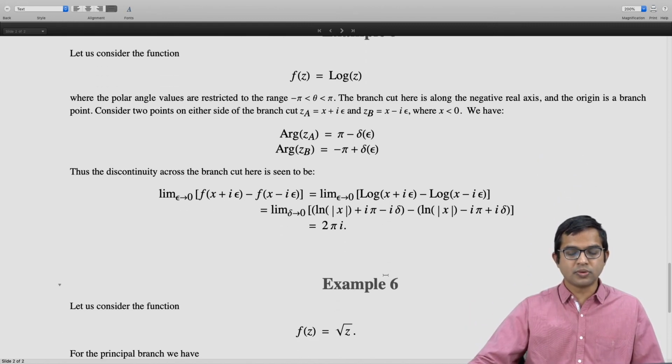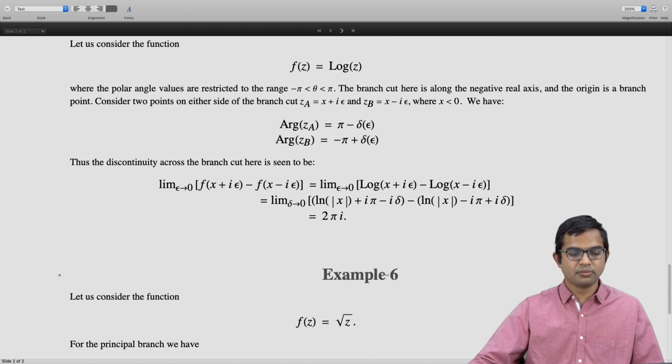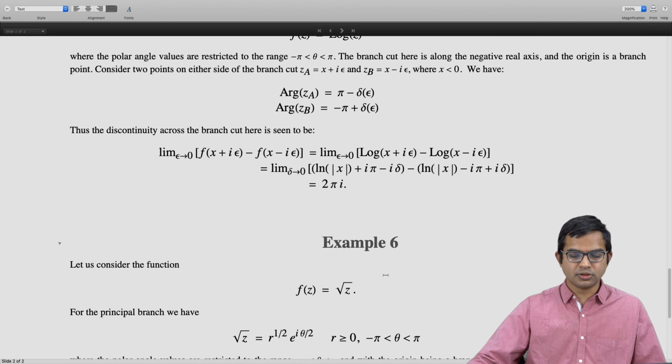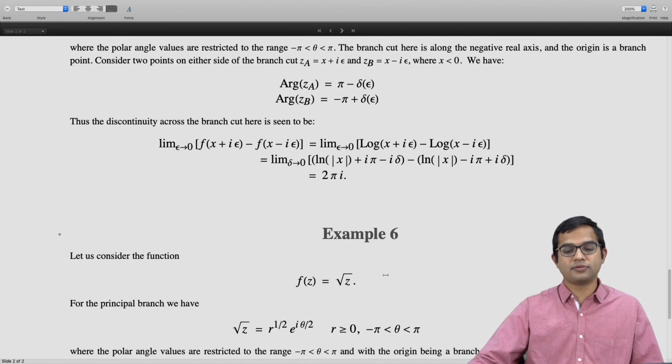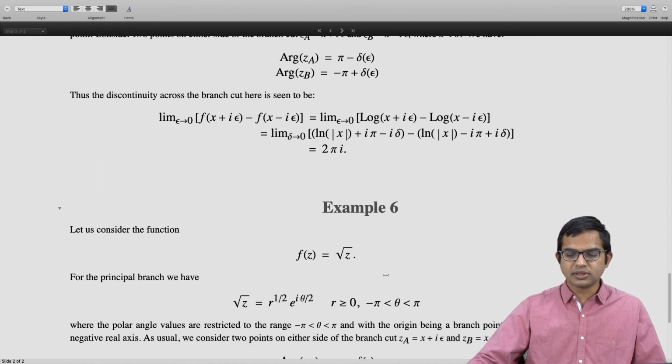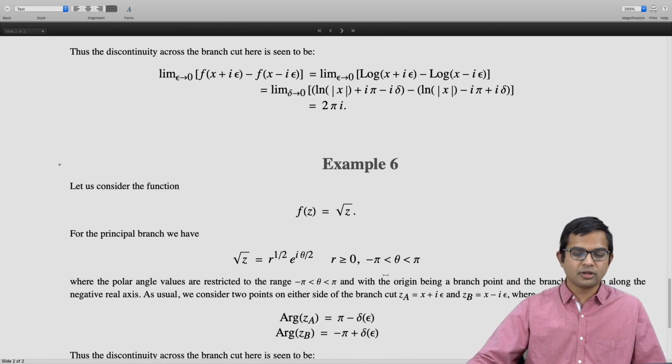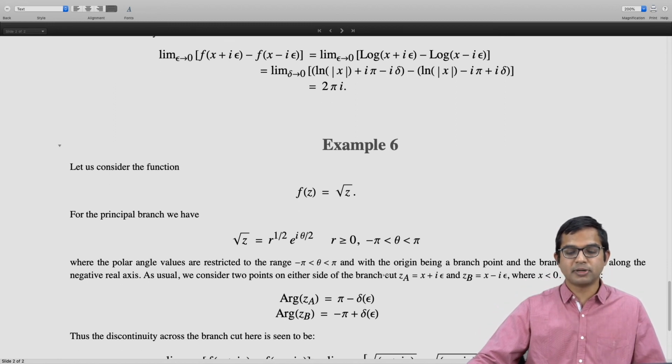So square root of z. For the principal branch, we have square root of z, and we can take it to be the positive value. So r to the half times e to the i theta by 2, and r is greater than or equal to 0, with theta lying between minus pi and plus pi. And once again, we consider za to be slightly above the negative real axis, zb to be slightly below, and then the arguments of these 2 points we have already worked out, pi minus delta and minus pi plus delta.